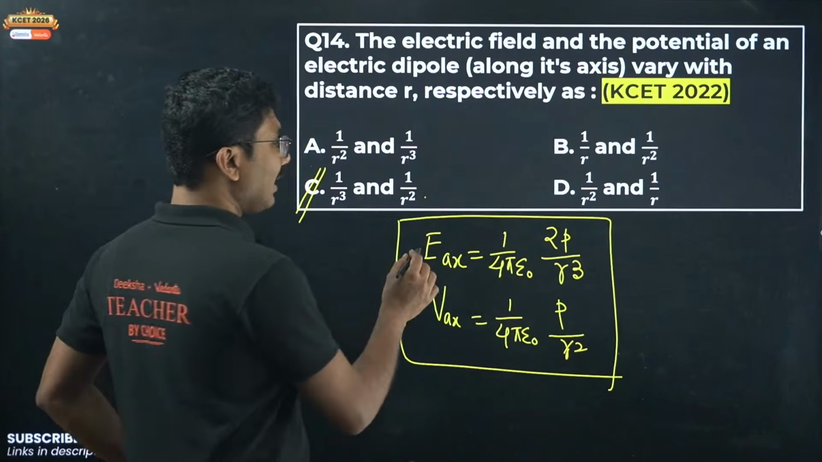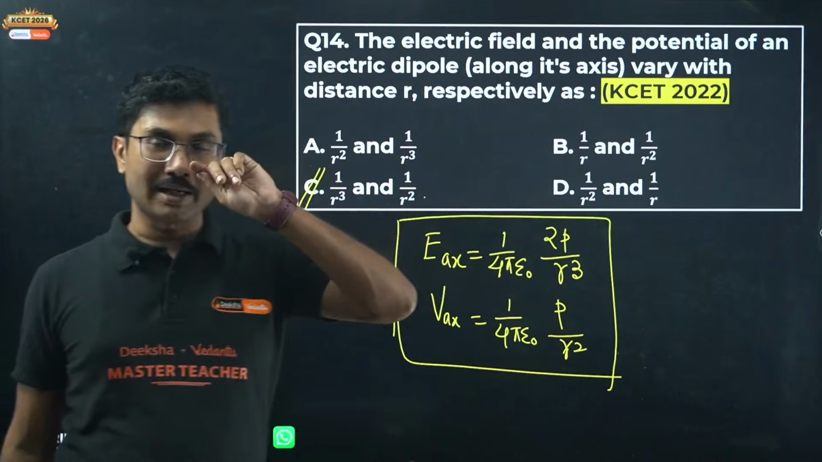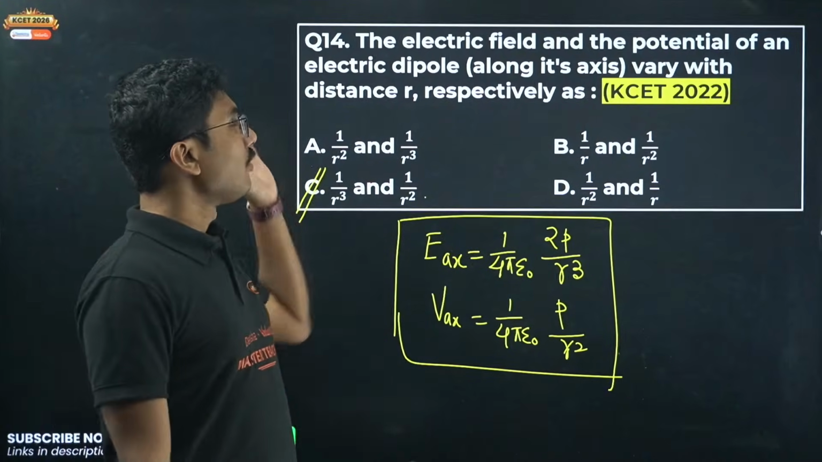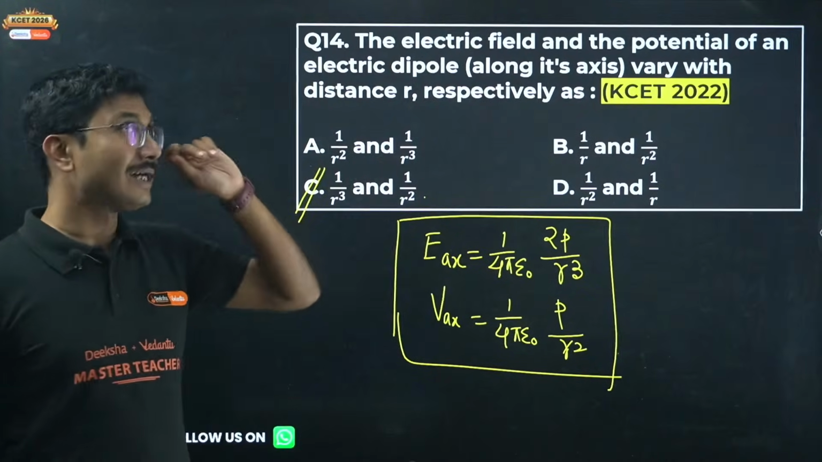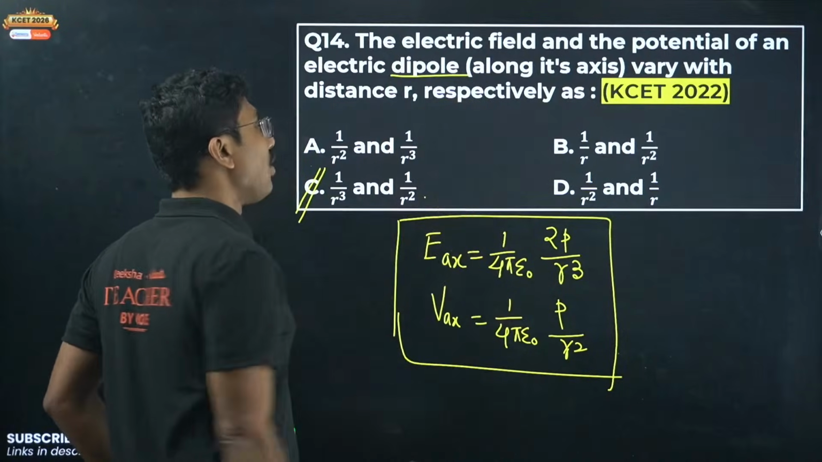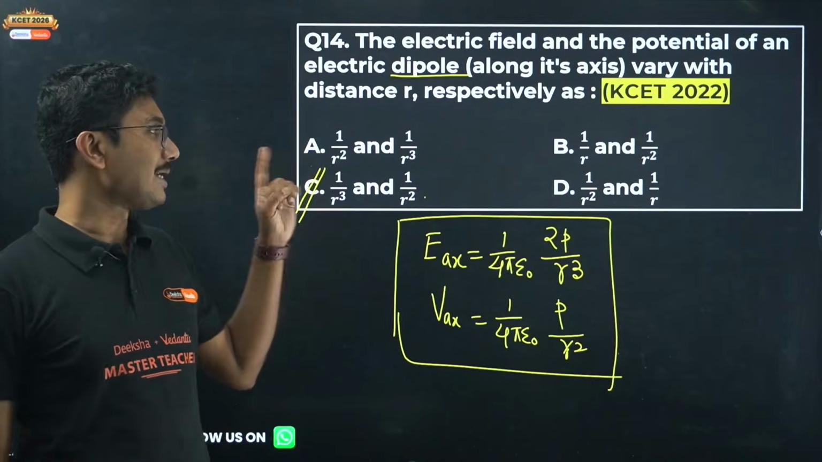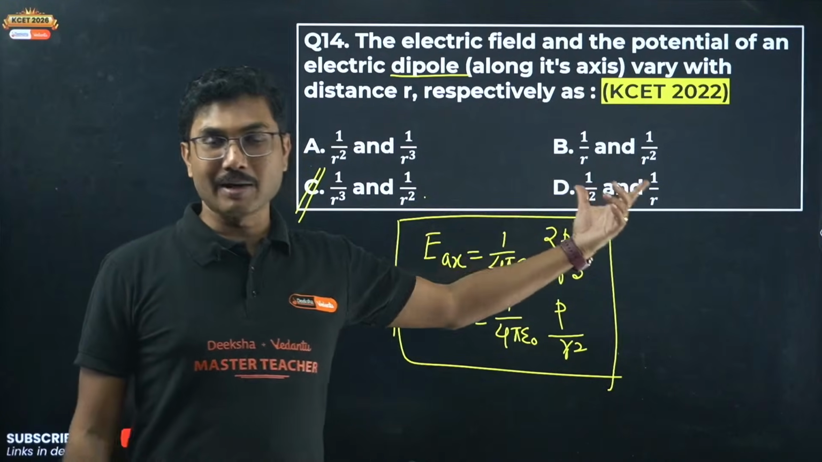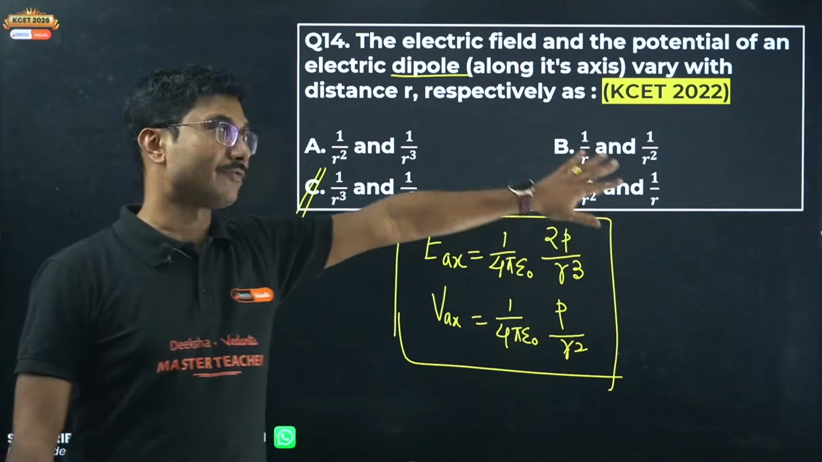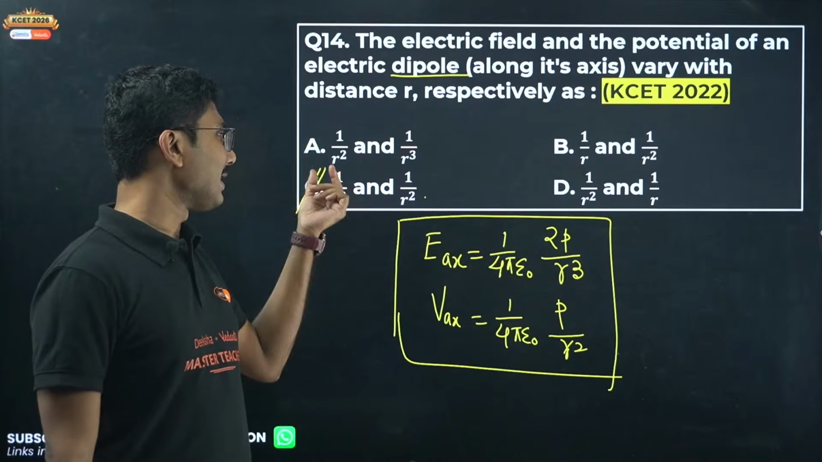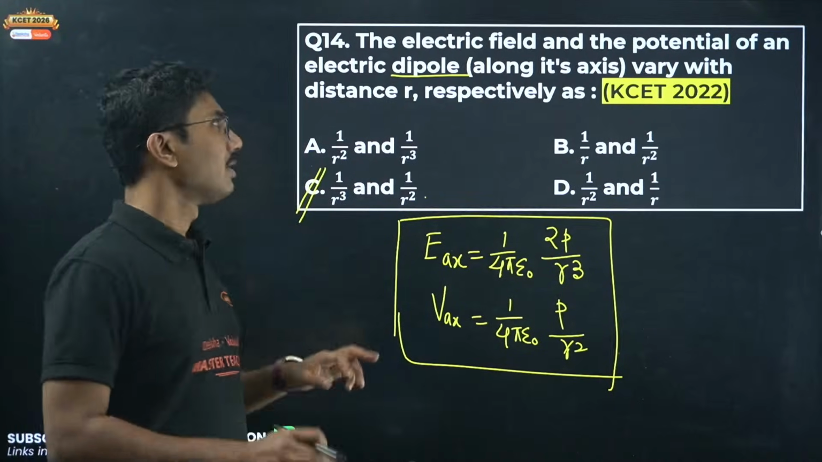Okay, so remember, normally the electric field is 1 by r square and the potential is 1 by r for a point charge. That is correct. But for a dipole, it is slightly different. That's why you have to read the questions carefully. For an electric dipole, the electric field varies as 1 by r cube and the electric potential varies as 1 by r square. So it is one power of r more than normal. This is the normal case for a point charge, which is correct. But for a dipole, the calculation gives us that the electric field is 1 by r cube and the electric potential is 1 by r square. Right?